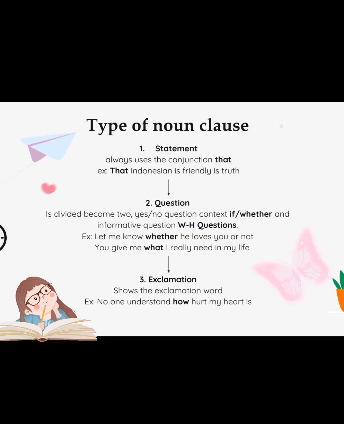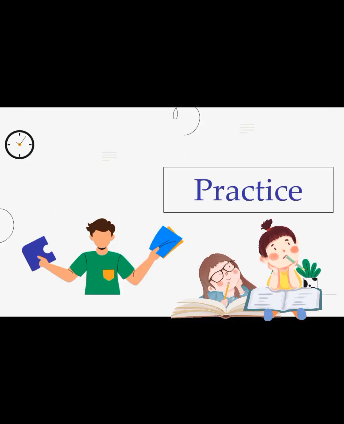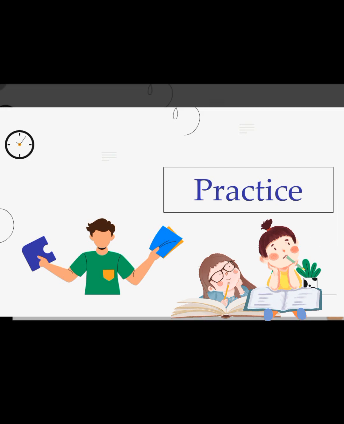The third, there is exclamation. Usually there is an exclamation word. For example, no one understands how hard my heart is. So, how hard my heart is belongs to the noun clause in the context of exclamation. To increase our understanding, let's practice with the exercise questions below.